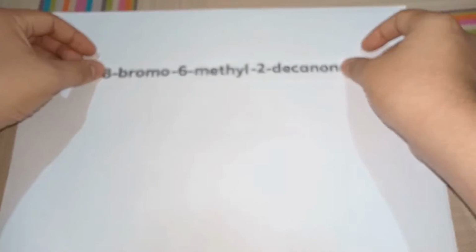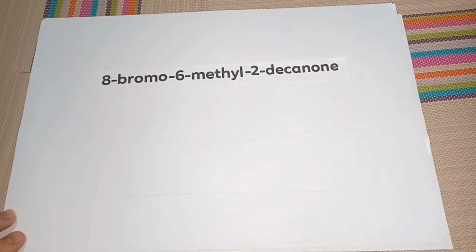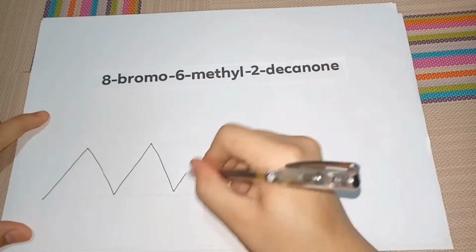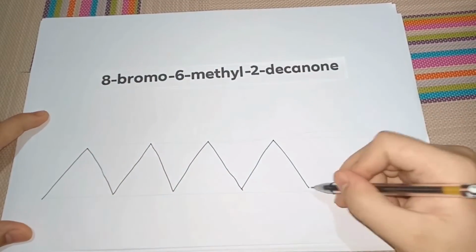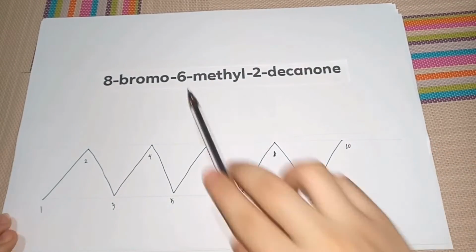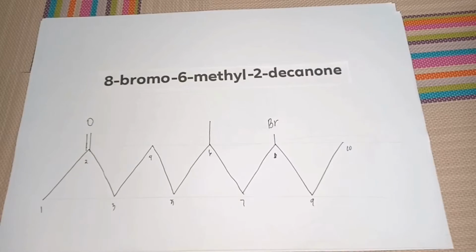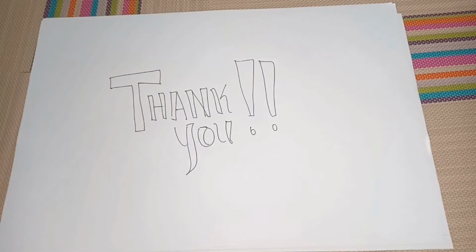Here is our last example. We are going to draw this IUPAC name, 8-bromo-6-methyl-2-decanone. Dec means 10 carbons, so we're going to draw a 10 carbon chain. We need to look for the location of our bromo, methyl, and our ketone. We have our ketone right here, our methyl, and our bromo. I hope you learned something from here.